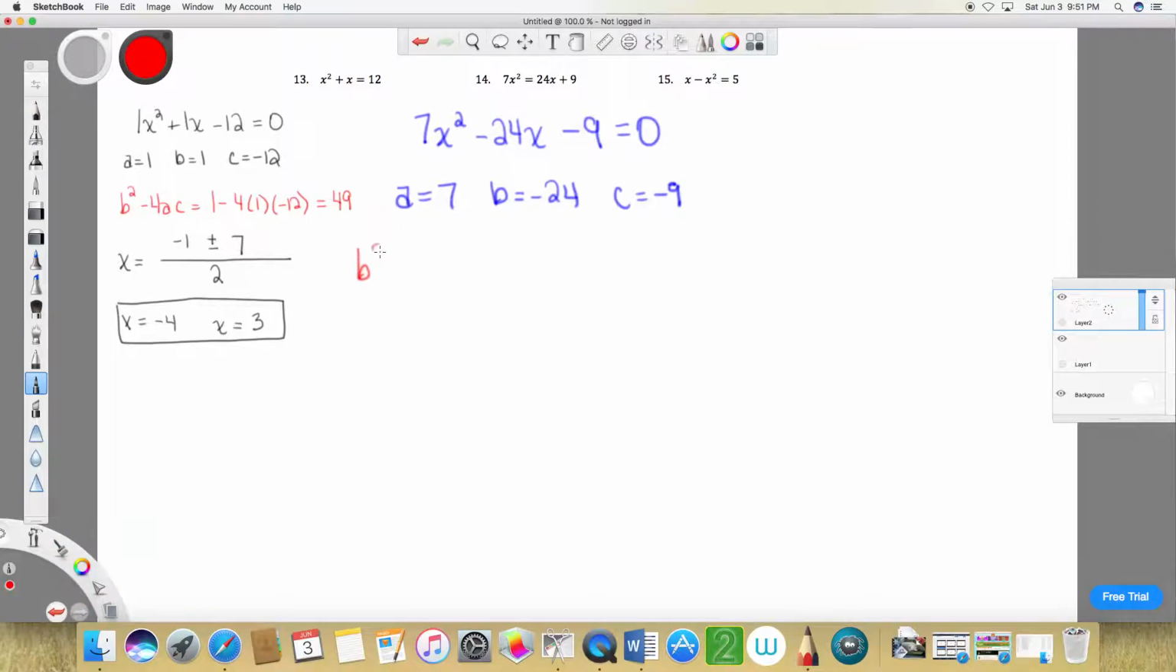The discriminant is b squared minus 4 times a times c. 24 squared. Well, 25 squared is 625, but I don't know what negative 24 squared is. 576 is what my calculator tells me. Seems reasonable.